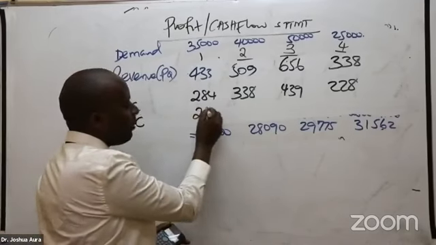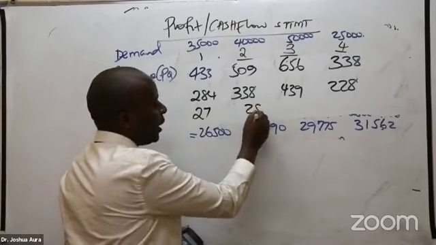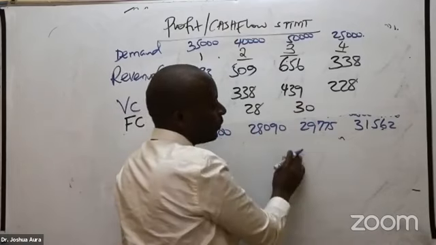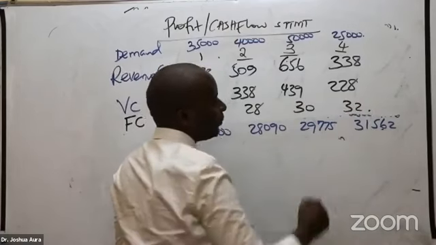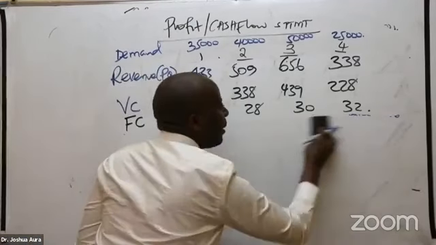In terms of a whole number, this will be 27. In terms of a whole number, this will be 28,000. In terms of thousands, this one here will be 30. This one here will be 32. Like that.